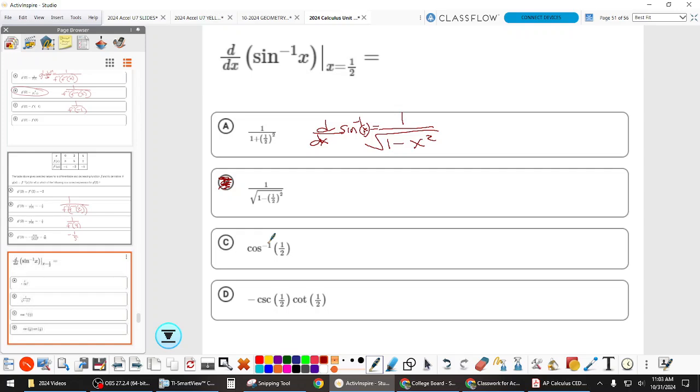And partially why I put this on here is just to remind you of that notation too. The bar with the x equals, just remember that's evaluated at x equals 1/2. It's the same idea as if this had a function name and it was like f prime of 1/2, if this was f of x or something, right? Okay.